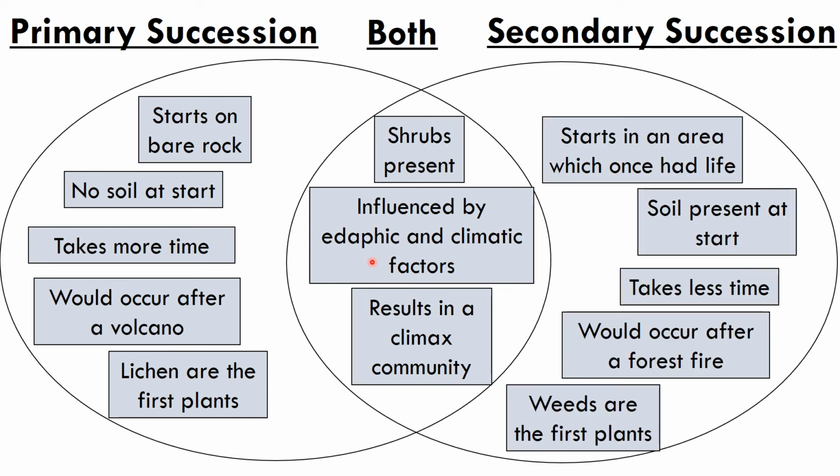And then secondary succession starts in an area which once had life. You've got soil present at the start. It takes less time, would occur after a forest fire, and the first plants here would be weeds, which can thrive on that low depth, low nutrient soil.